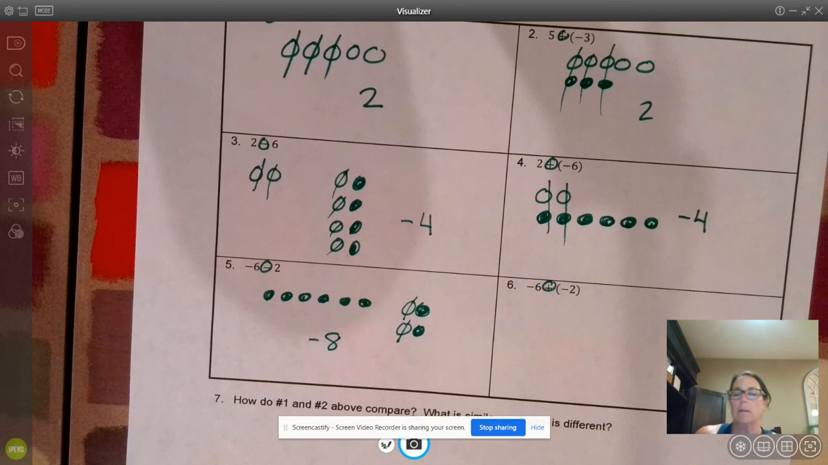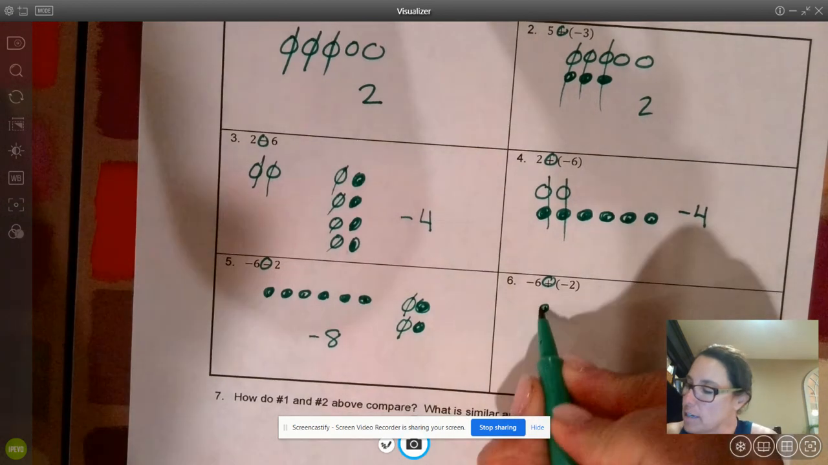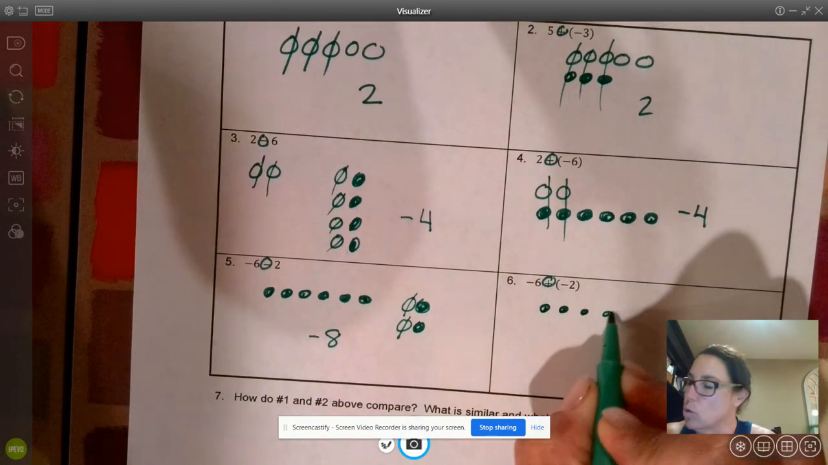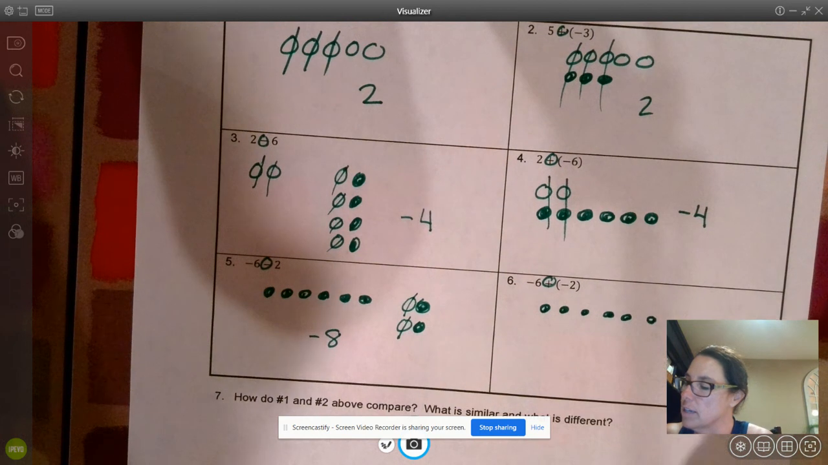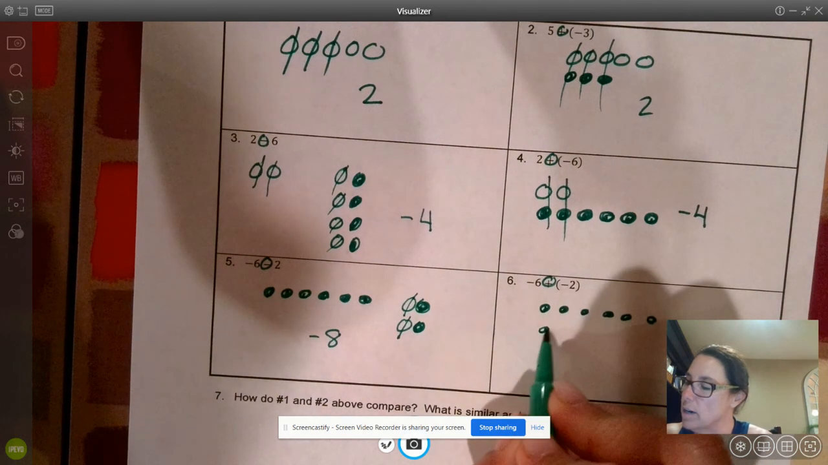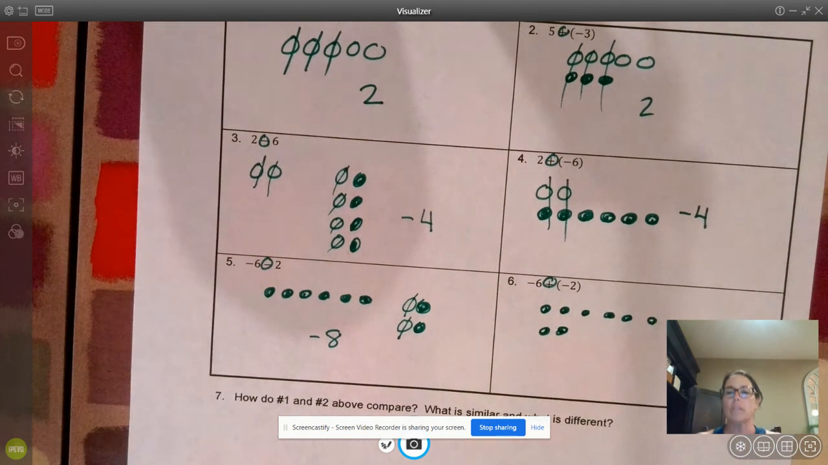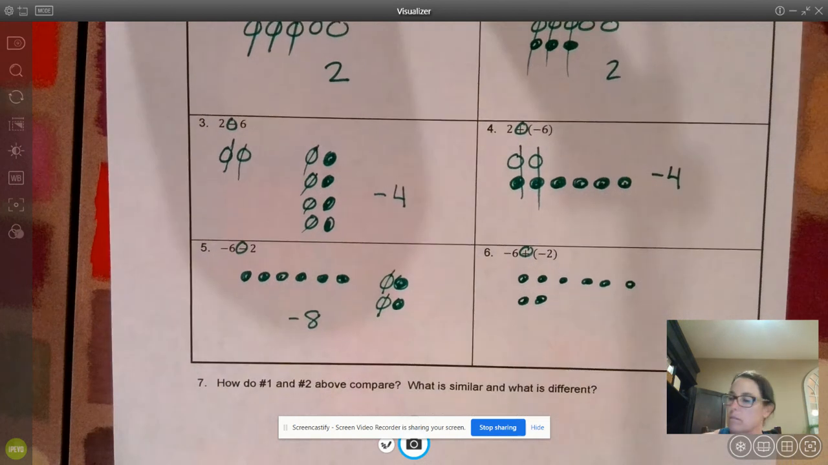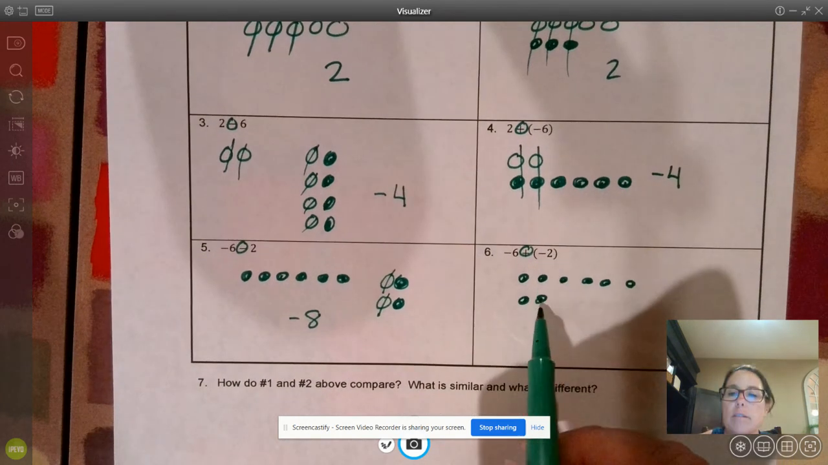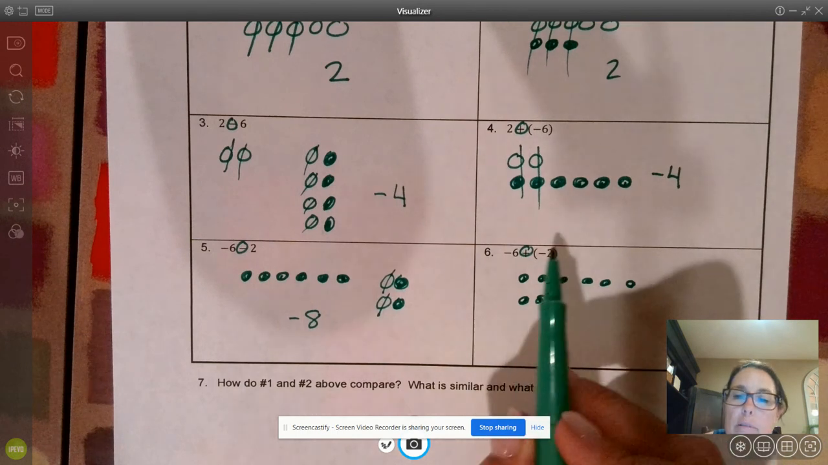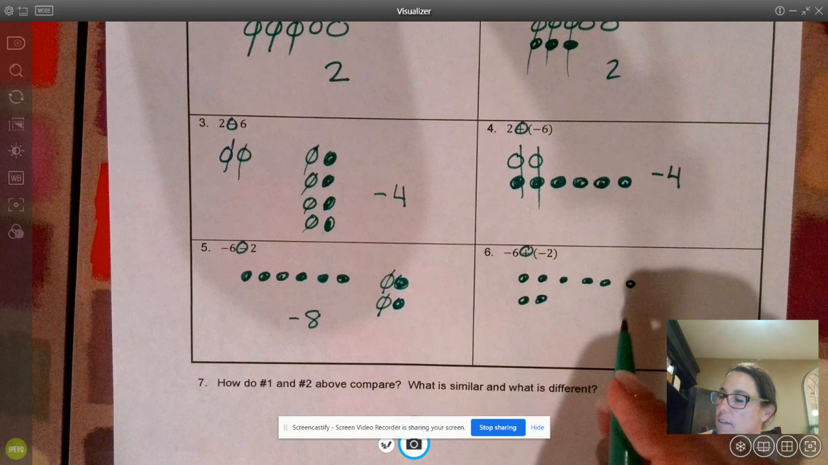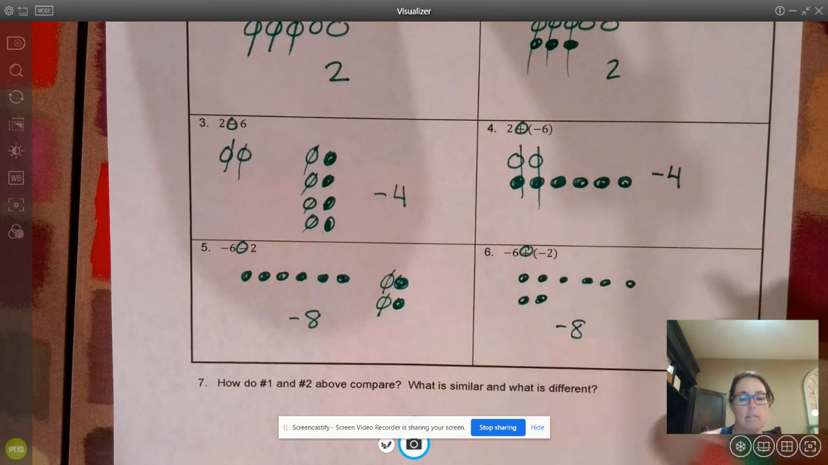All right, number 6. I've got my 6 negatives, 1, 2, 3, 4, 5, 6 negatives, and I'm adding in 2 more negatives. Please don't think you're going to cross out this and this. These are not 0 pairs. You have to count all these up to see what your answer is, and I've got 8 negatives.